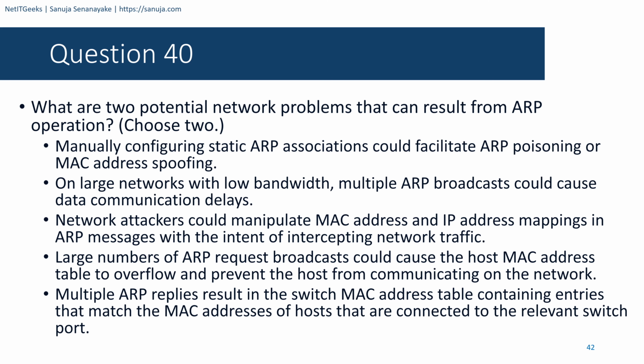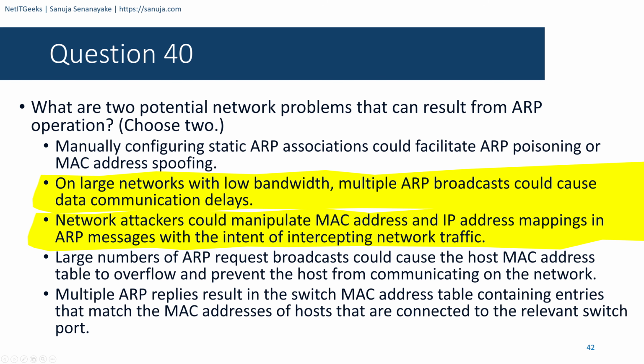I'll give you a few seconds to think about it because there's a lot of text in here. Should be an easy question too. So the answer is, on large networks with low bandwidth, multiple ARP broadcasts could cause data communication delays, and network attackers could manipulate the MAC address and IP address mapping in ARP messages with the intent of intercepting network traffic. Those are the two potential network problems with ARP, which I already explained, like a spoofing type of attack right here. So those are the two answers.